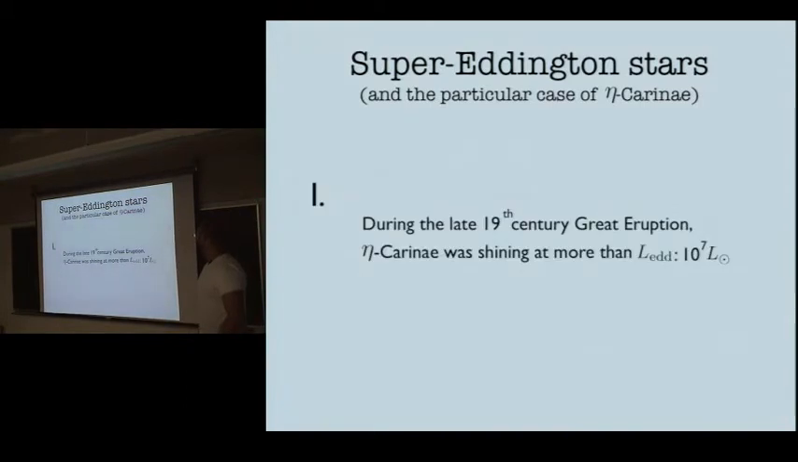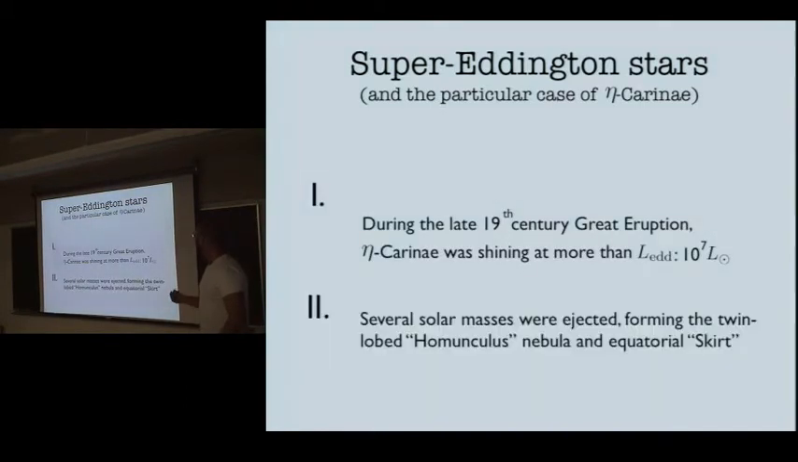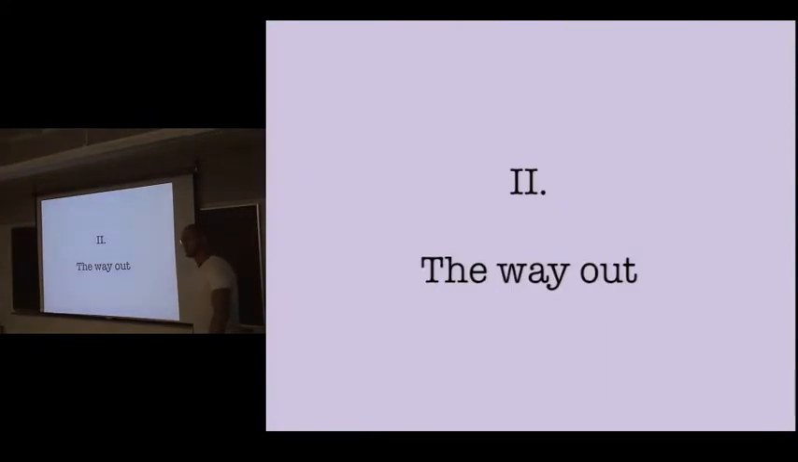Okay, and this point is essentially explained by the work of Nir Shaviv right here at CITA 12 years ago. And the second problem is that several solar masses were ejected to form the nebula, which has the distinct twin lobe symmetry and the equatorial skirt, and this will be the subject of this project.